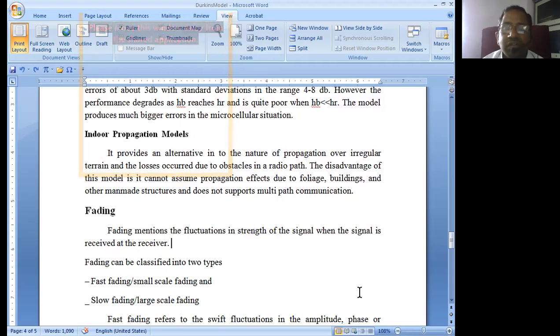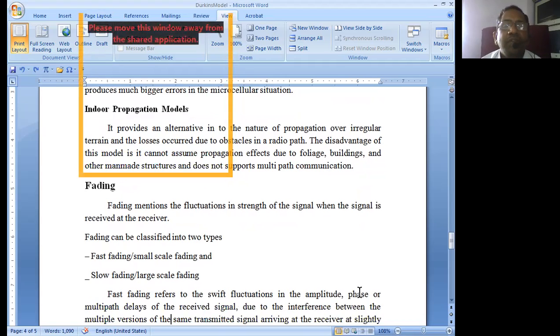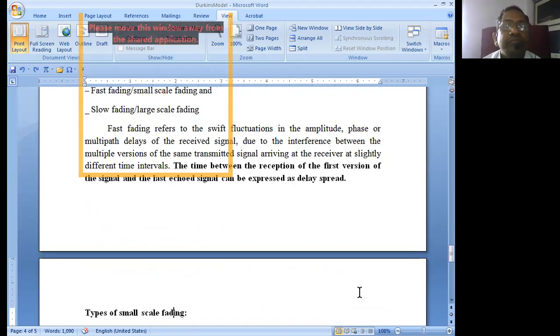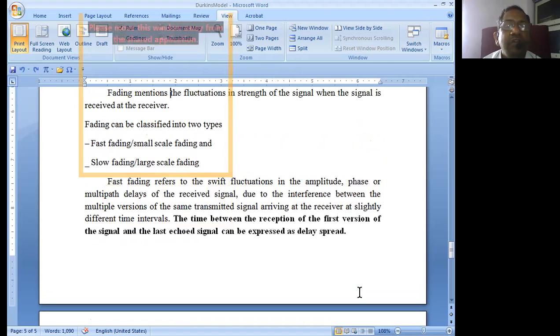So fluctuations in any one of these three is going to be called fading for us. Fading can be classified into two: fast fading and slow fading. Fast fading can also be called small scale fading. Slow fading can also be called large scale fading. In the syllabus, we have the small scale fading. We don't have the large scale fading. So what is this fast fading?